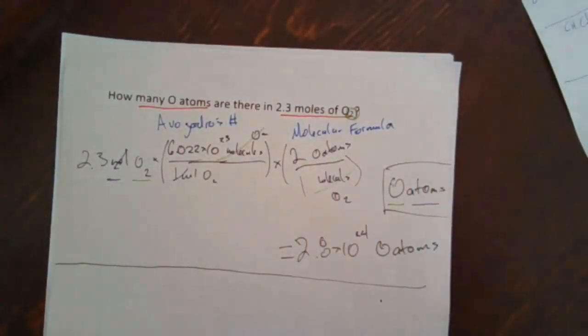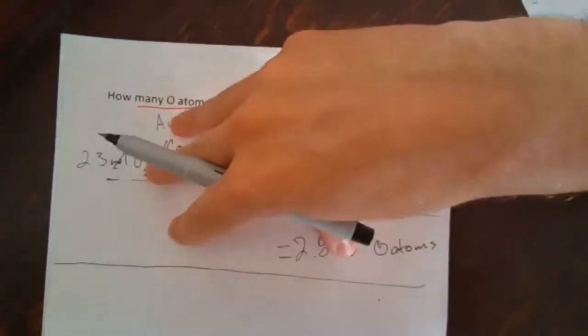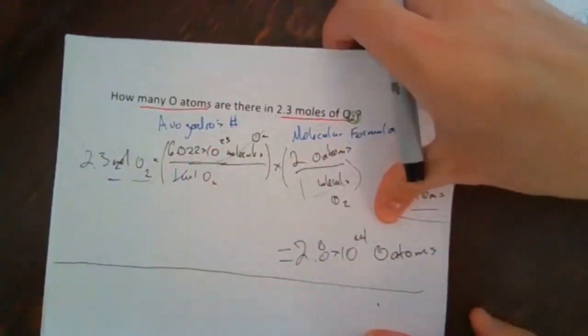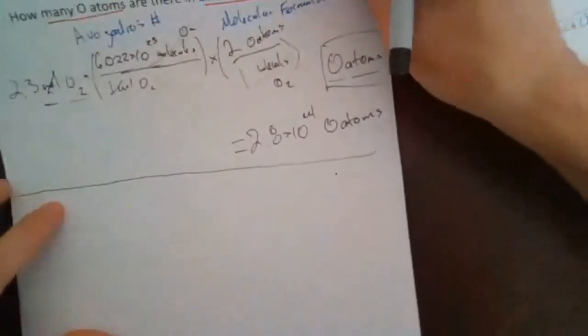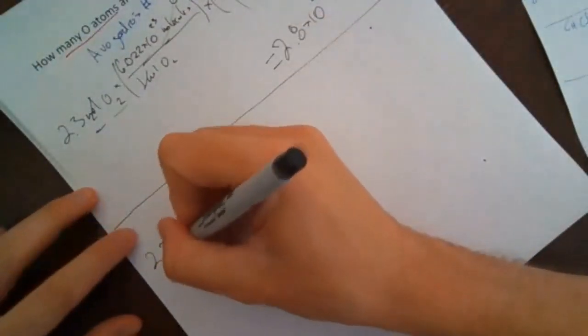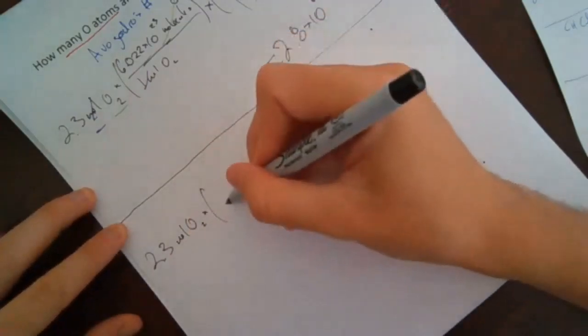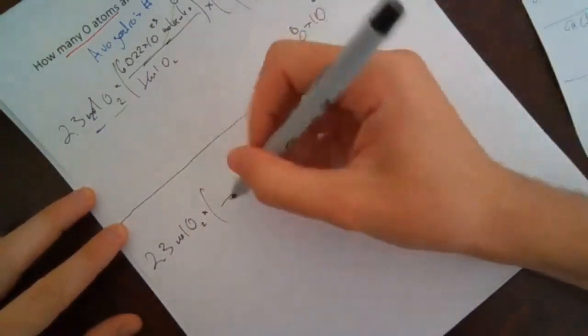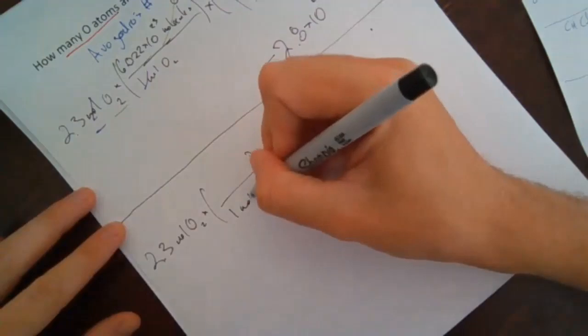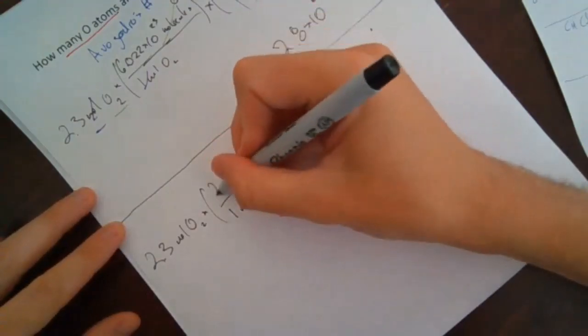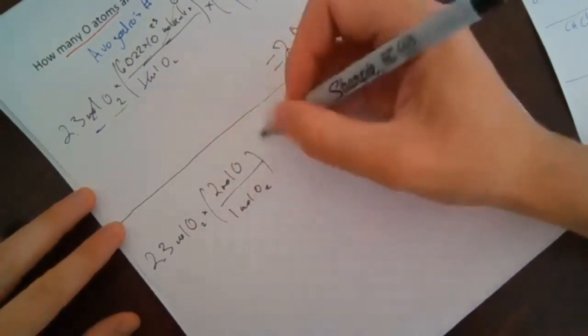It's worth noting that this way works. There is another way to solve this problem. You can actually rearrange these steps and get the same outcome. So we can start with the 2.3 moles of O2. Remember, you can use your molecular formula in moles. 1 mole of O2 gives you 2 moles O.